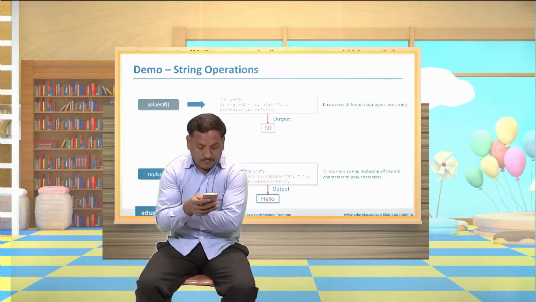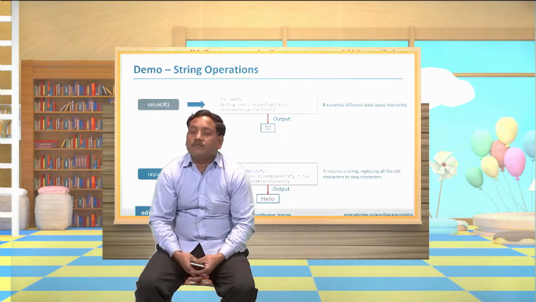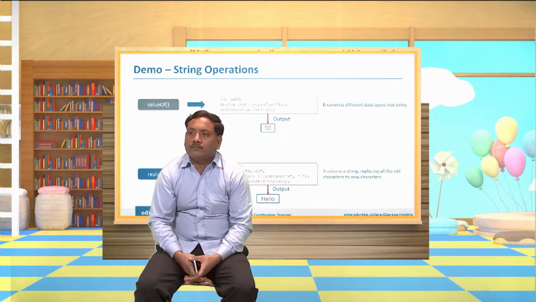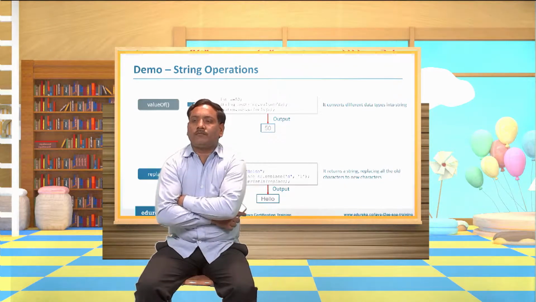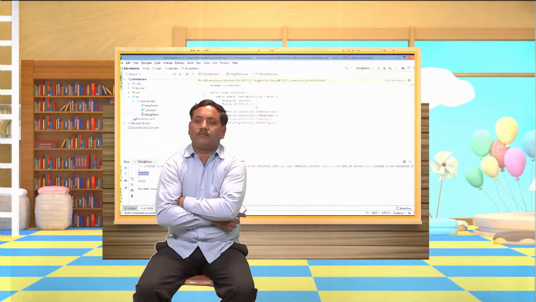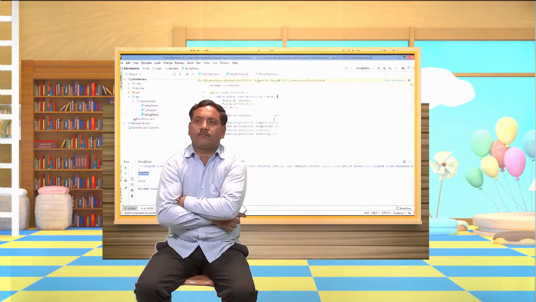Now we have valueOf, which gives the value of some of the data types. You could pass an integer to valueOf, and it would convert the integer into a string, right? valueOf is a method within String which takes different data types and converts them into a string. Just to give you an example, you could have integer i equal to 100, String.valueOf(i), which converts this i into a string. It would print the same value 100, but it's converted into a string.